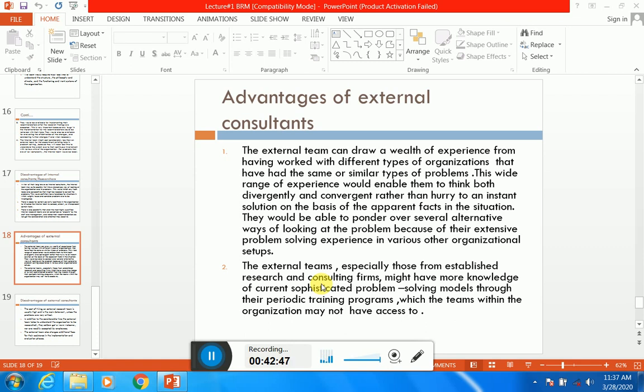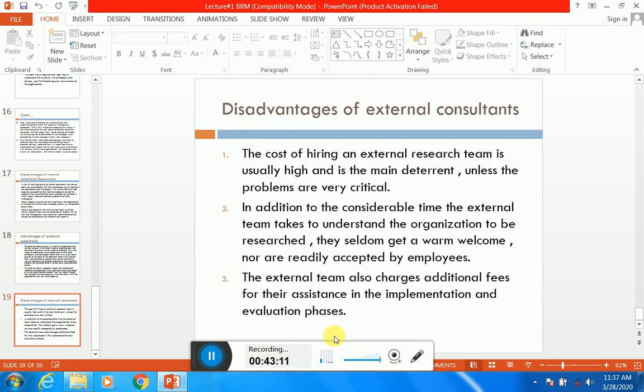But the people whom I have hired for such a problem, for such research, might have done such tasks in another organization. It means that they have already faced such types of research or topics. So that is simply known as knowing the current sophisticated problem and how to solve it.